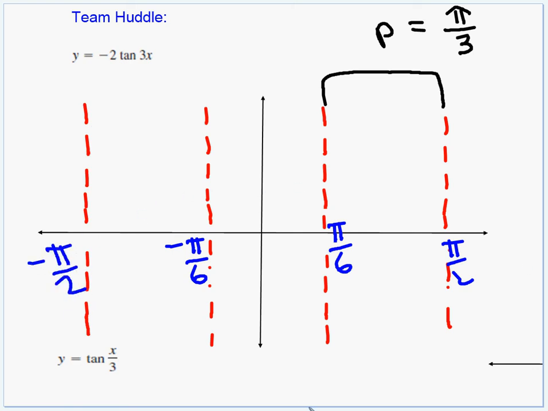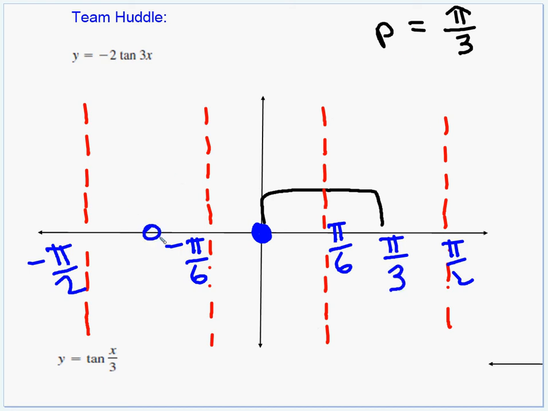And we've got 3 cycles going so far. So let's see, here we're going to have an x-intercept here at the origin. And we can jump the period to the next x-intercept. So if we're at 0 and we do that jump, that will be to pi over 3. I'm looking up here. There's the period. And the same thing to the left. This will be at negative pi over 3.